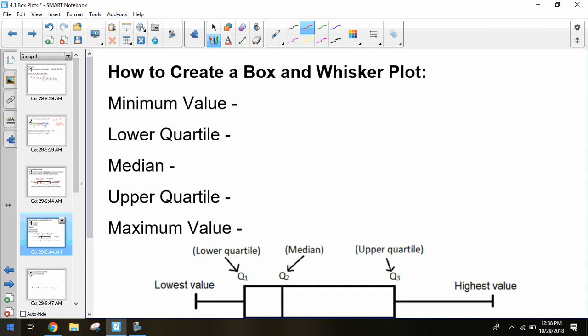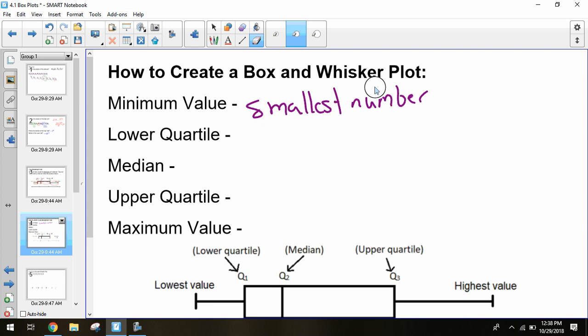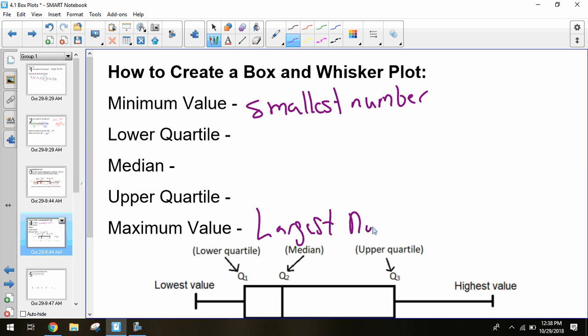So the minimum value is pretty easy to determine. It's just going to be the smallest number of your data. Now the lower and upper quartile, we'll talk about those in a sec. But I guess I'll talk about the maximum first. The maximum value is just like the minimum value, that's your largest number. We'll get that out of the way too. So the largest number in your data set, the smallest number in your data set.